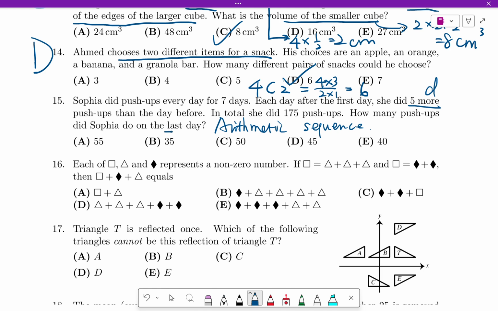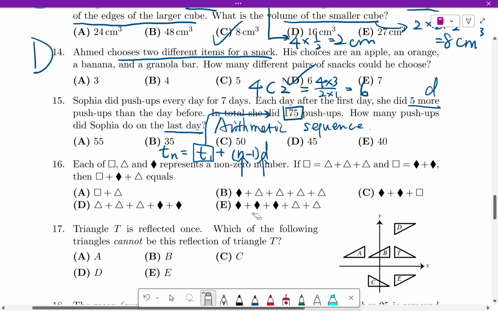So we're looking for the last term, and the last term would be Tn equal to T1 plus n minus 1 d. We do not know T1 in this case. We know n and we know d. So we want to figure out T1 from this sum 175, because that's the only other clue that we have.